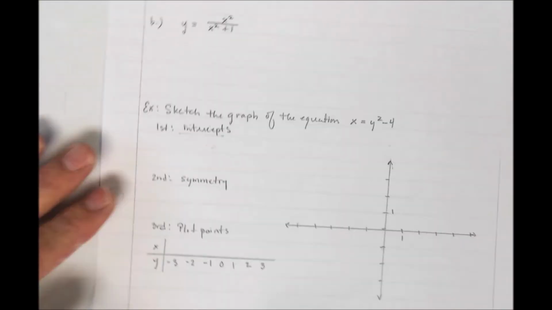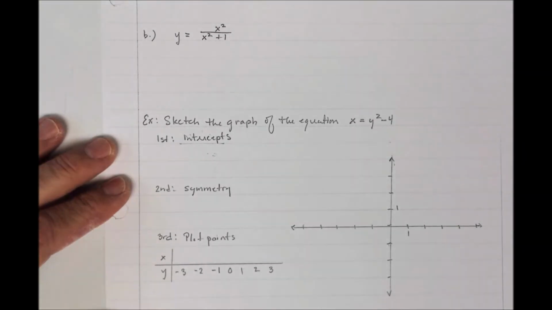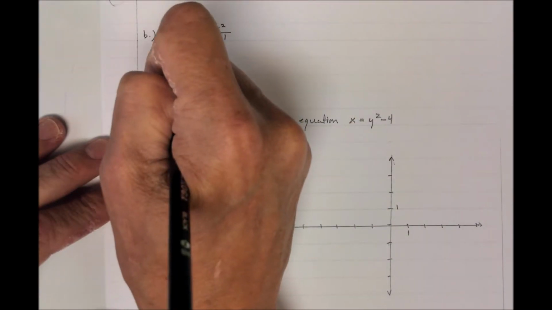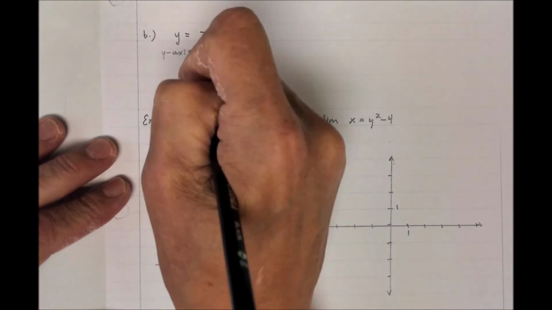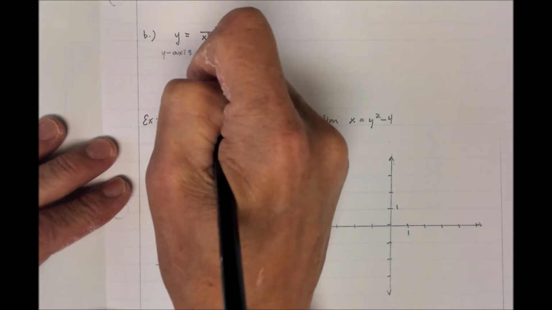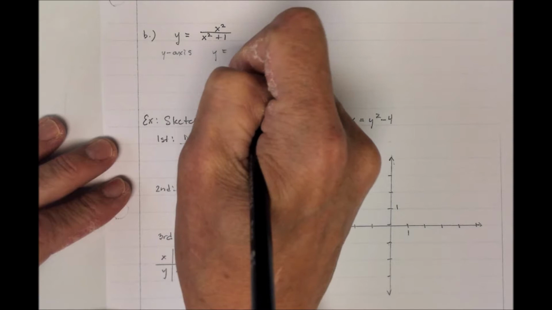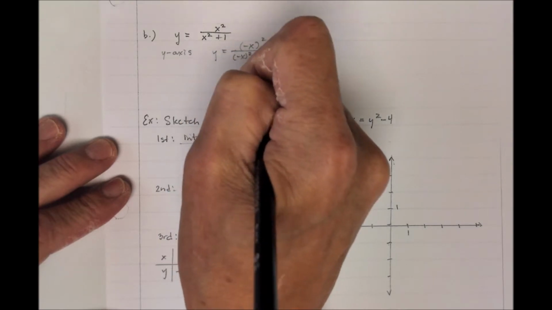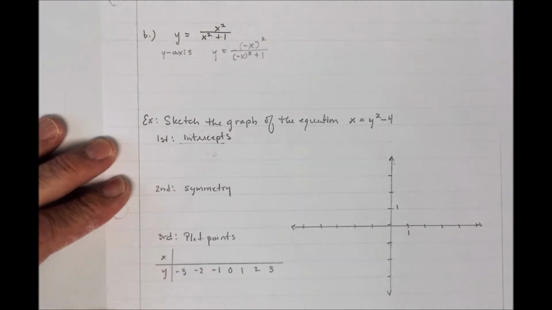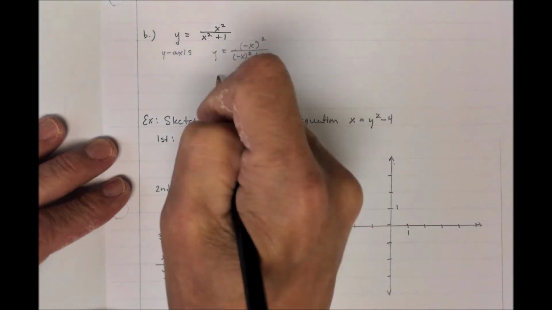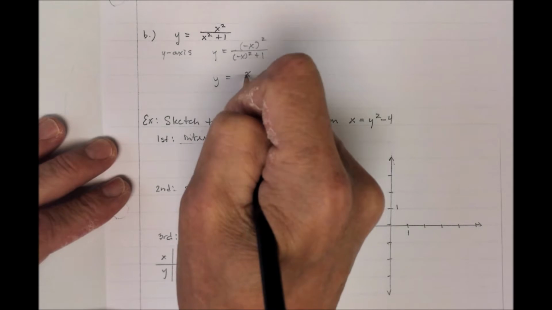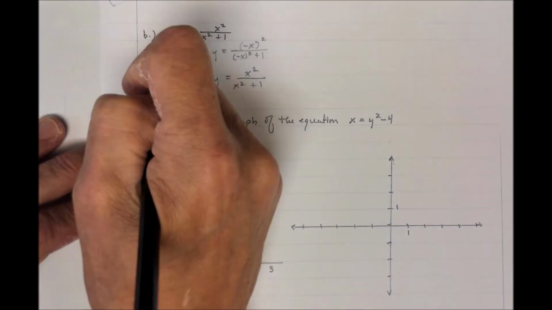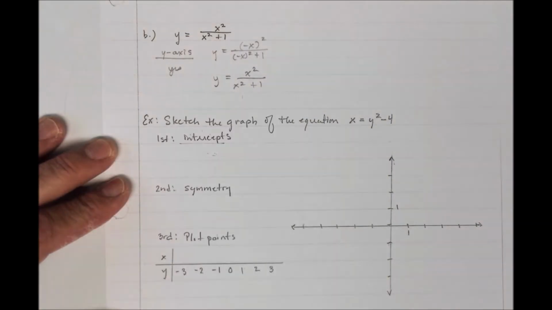All right, here's another one. I want to check for symmetry here as well. So for the y-axis, I plug in the opposite of x. So this would be y equals the opposite of x to the second power all over the opposite of x to the second power plus 1, where the opposite of x times the opposite of x, a negative times a negative, is positive. I get y equals x squared all over x squared plus 1, which is the original. So y-axis, yes, I do have symmetry.